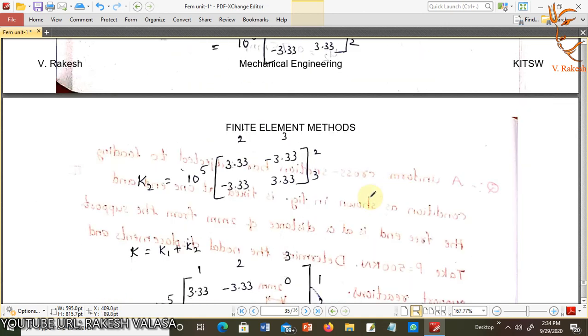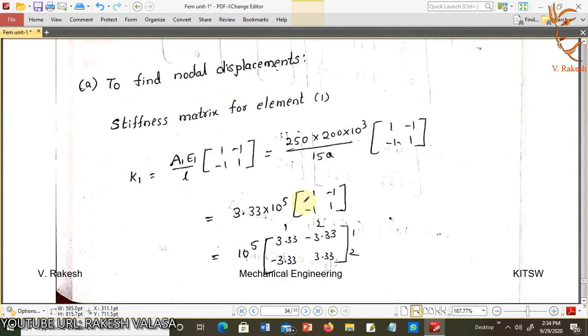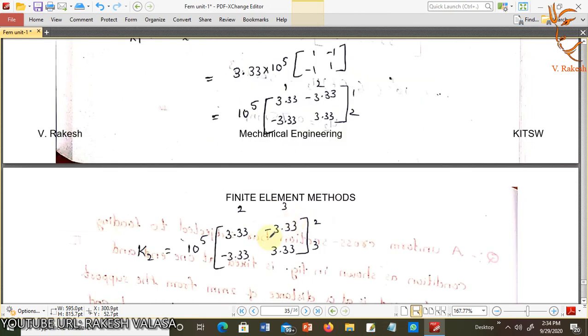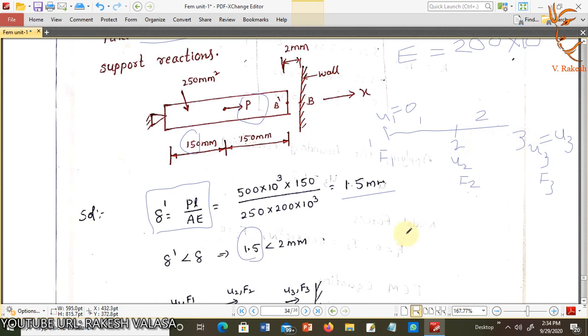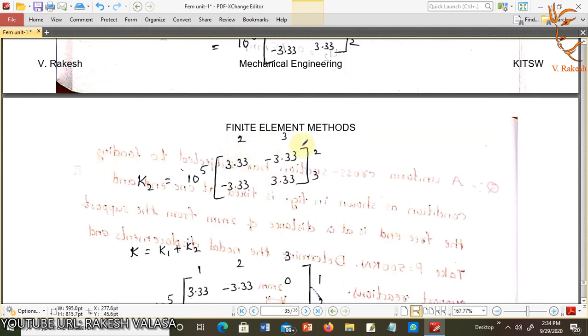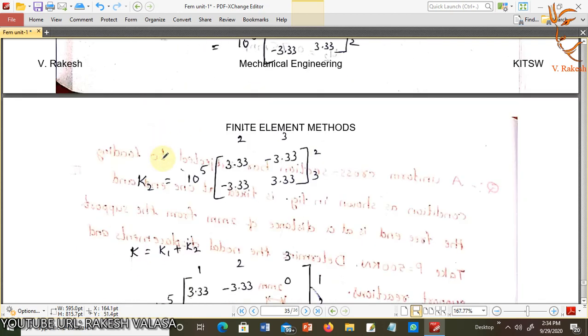Similarly, you can calculate stiffness matrix for element 2. Both elements having same cross sectional area and length, so second stiffness matrix also same value, 10 power 5 into 3.33 minus 3.33, minus 3.33 3.33. Element 2 having nodes 2 and 3. You can write here 2 3, 2 3. Next one is global stiffness matrix. That means K equal to K1 plus K2. You can assemble these two matrices, that is K1 and K2.